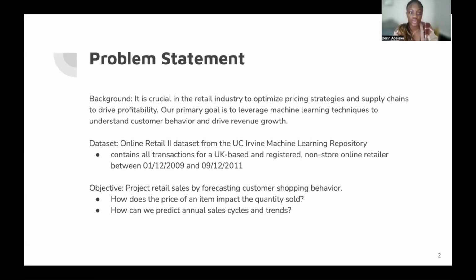Our main objective was to project retail sales by forecasting customer shopping behavior. And in doing this, we had two questions that came to mind. One, how does the price of an item impact the quantity sold? And two, how can we predict annual sales cycles and trends?